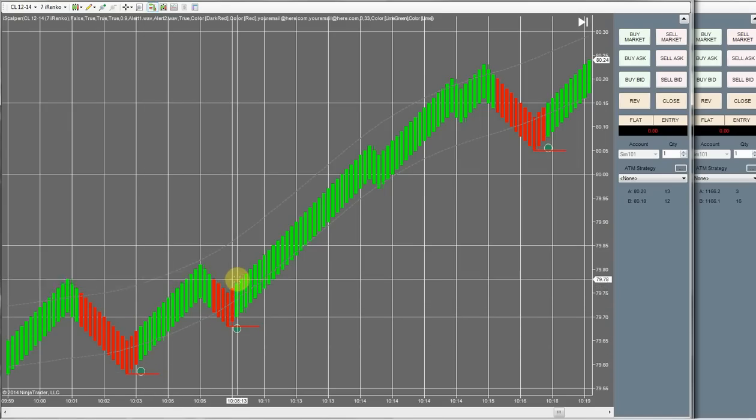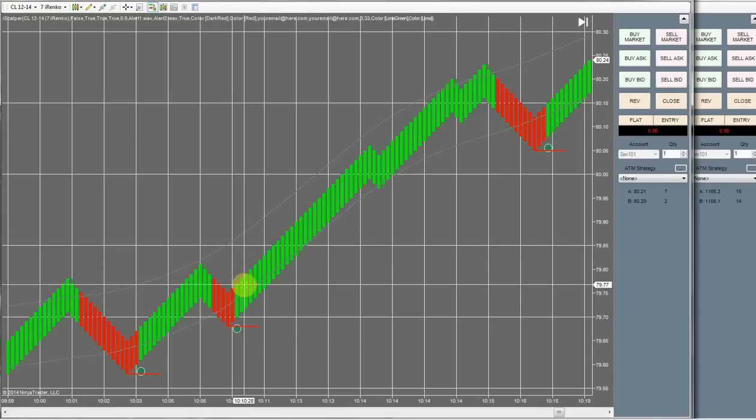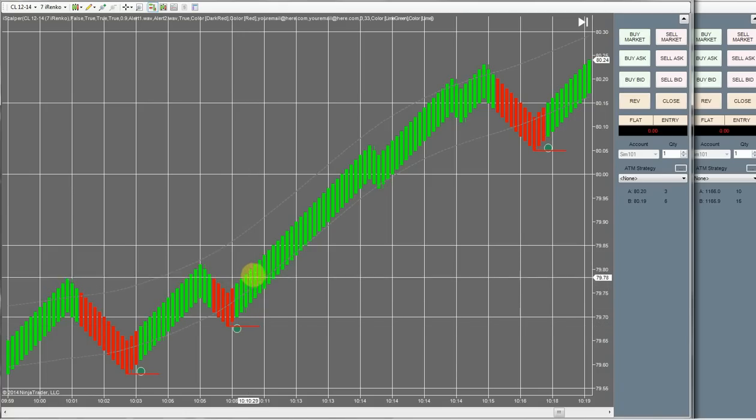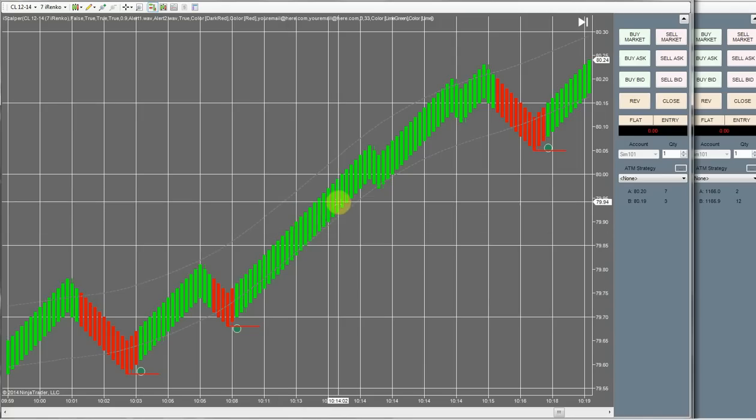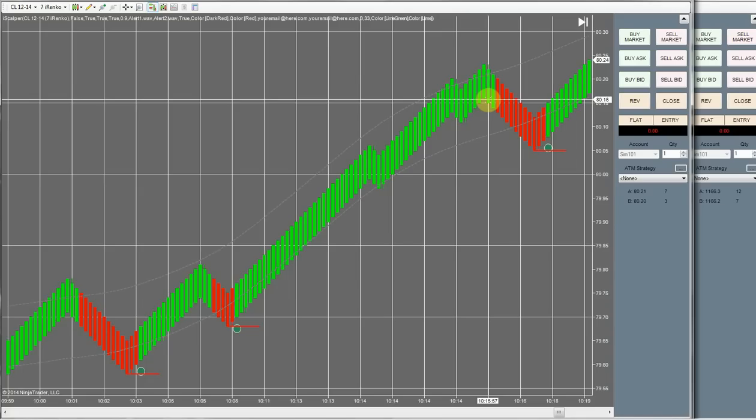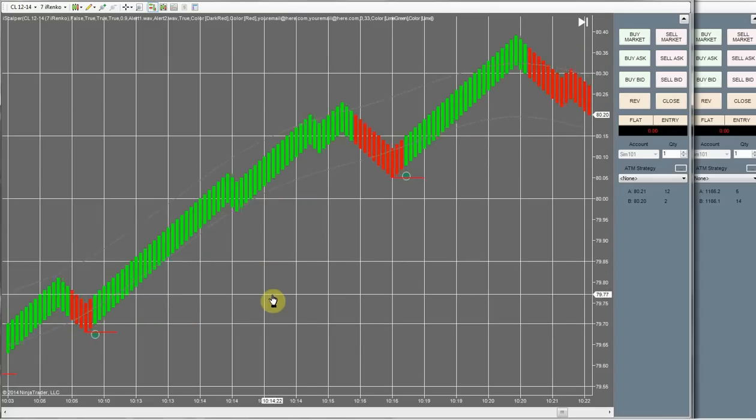Beautiful entry, definitely below the center of this range, these two dotted lines here. We could have got in right here at 78. No chance of getting stopped out down there. So we would have went up to 88, which is right here, and then that second contract, you could have easily trailed that up to, what is this right here, 80.16. So this was a beautiful move.